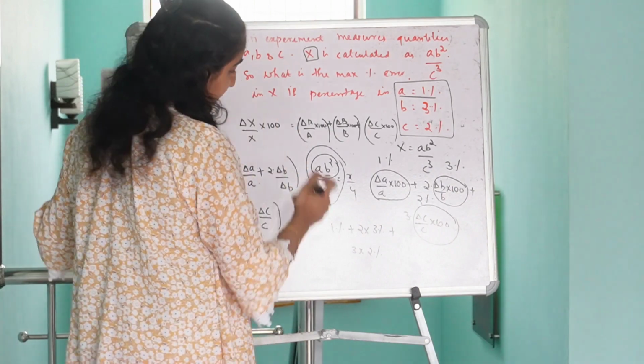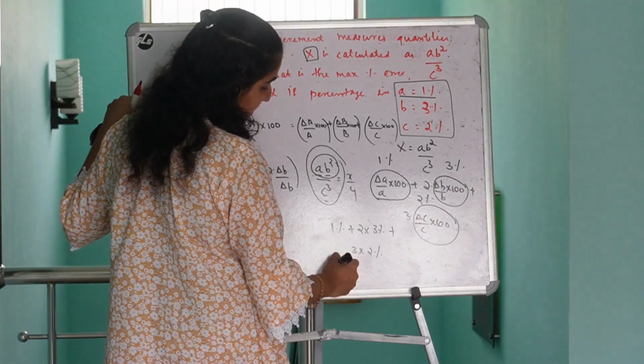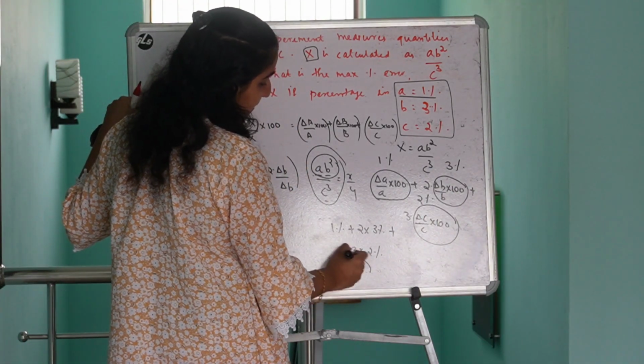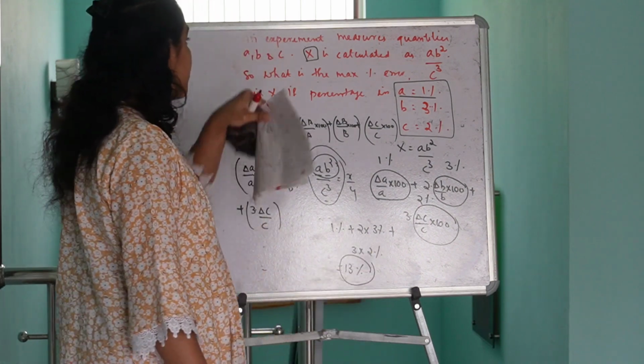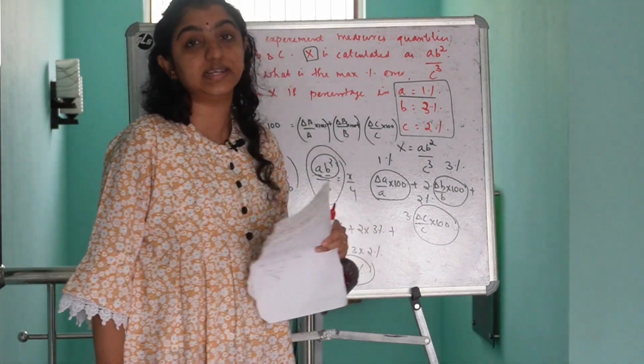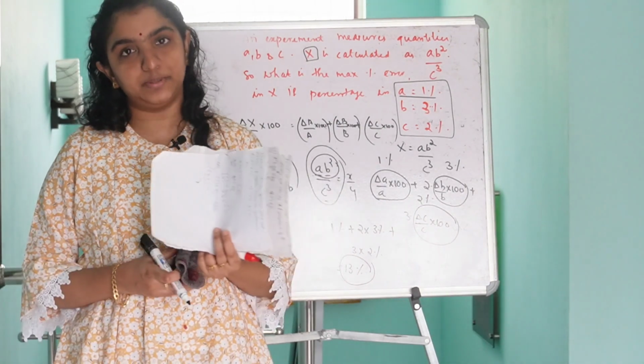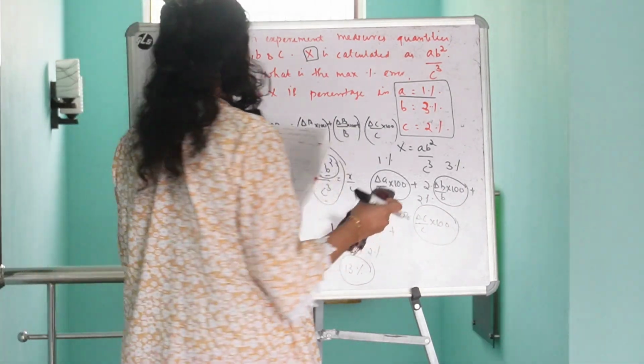Yes. So thus we get 1 plus 6 plus 6, that is equal to 13%. So what is the maximum percentage error in the resultant X? It is nothing but 13%. Is it clear? Yes.